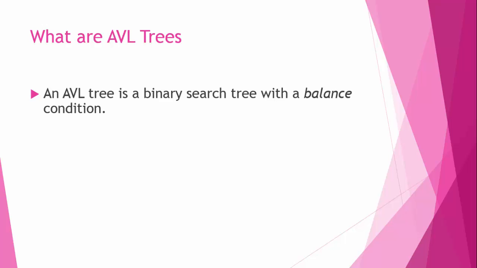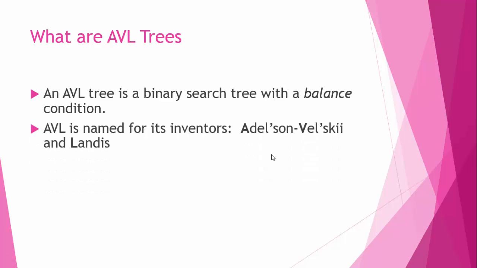An AVL tree is a kind of binary search tree, and we know what binary search trees are, but with a more advanced condition related to the balancing of the tree, and we will talk about this condition in the coming slides. AVL is named after its inventors Adelson-Velsky and Landis: A, V and L.